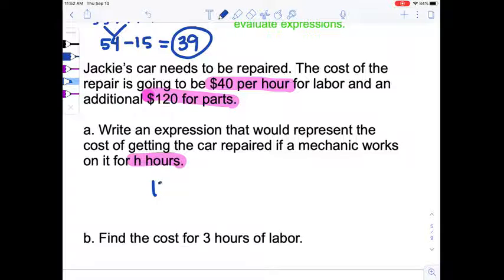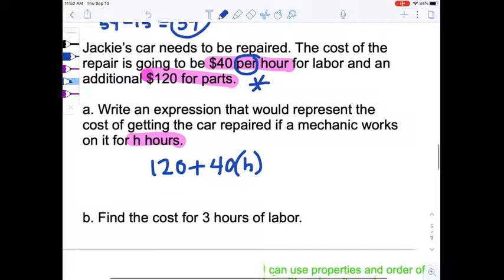So we know, like I said, it's going to be $120 no matter how many hours they work on it. She's always going to have to pay that fee of $120 for parts. And then we have plus $40 per hour, remembering that per is multiplication. So we have 40, and then the hours are going to be represented by H. So $120 for parts, $40 per hour.